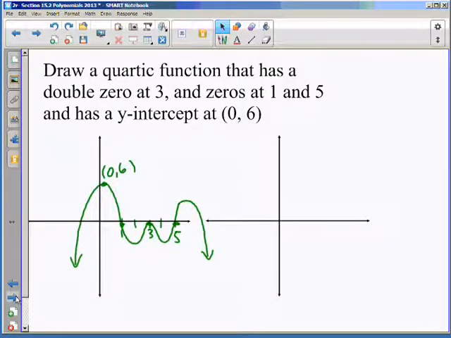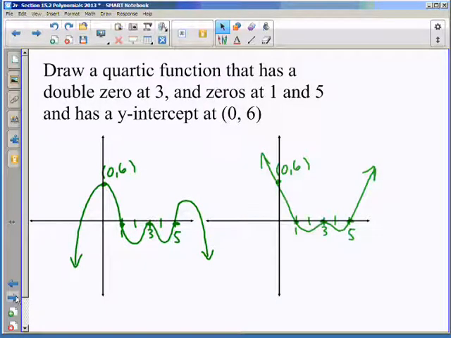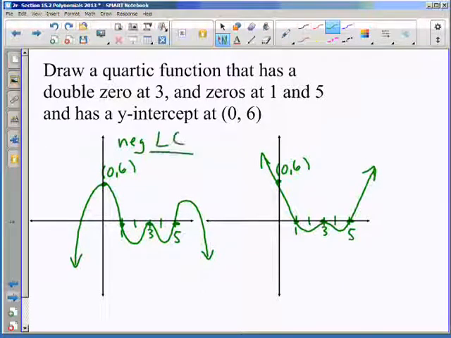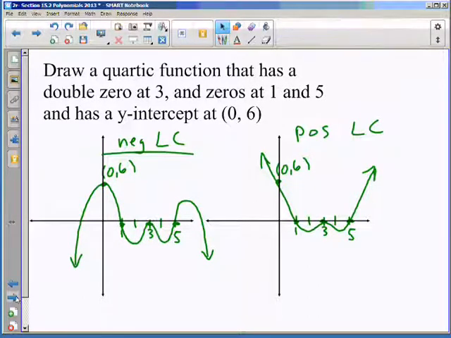Okay, here's a possibility. If we make the point (0, 6), and we plot the points 1, 3, and 5, we see that we must have a double zero, and I put the double zero at 3 there, so it bounces off the x-axis. Another option would be something like this. Now what's the difference between these two graphs? One opens down, one opens up. We would know that this one has a negative leading coefficient, and this one on the right has a positive leading coefficient. We're done with the lesson.